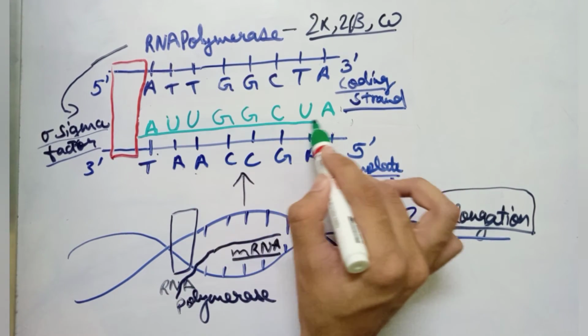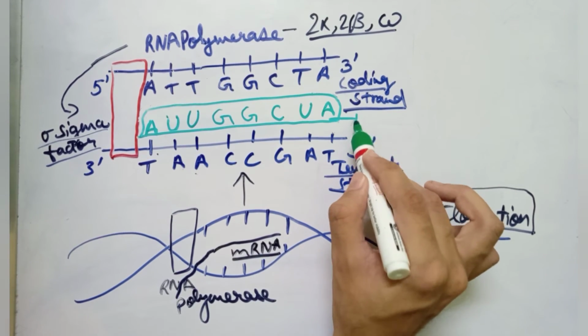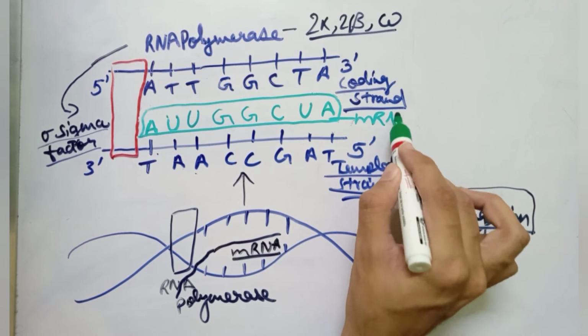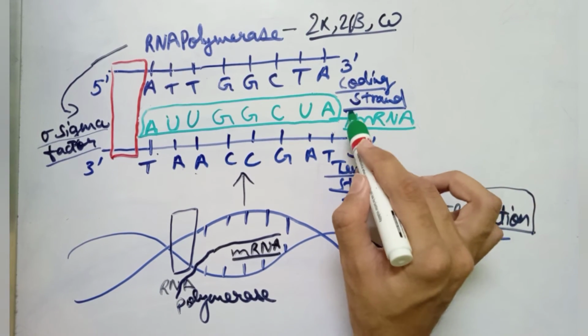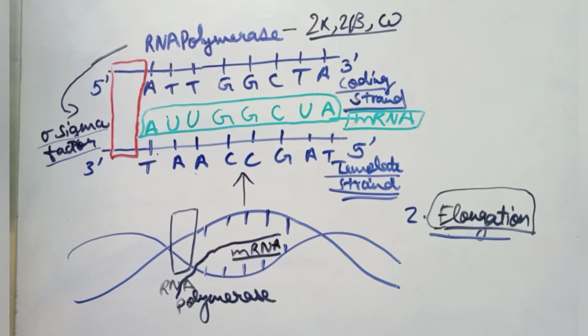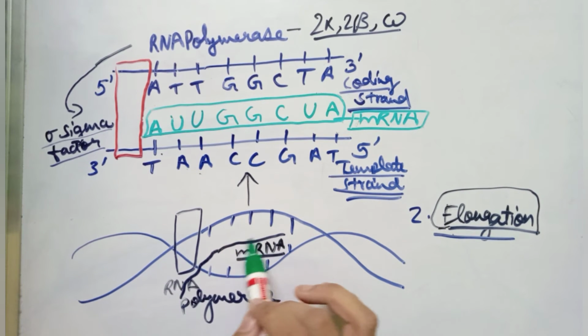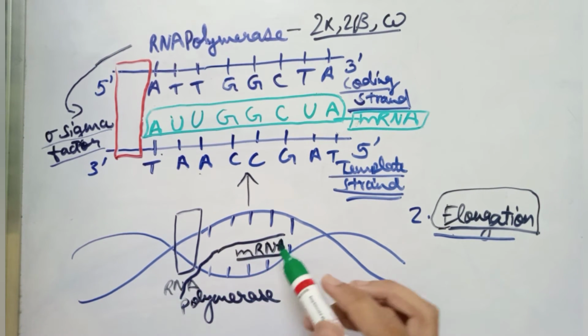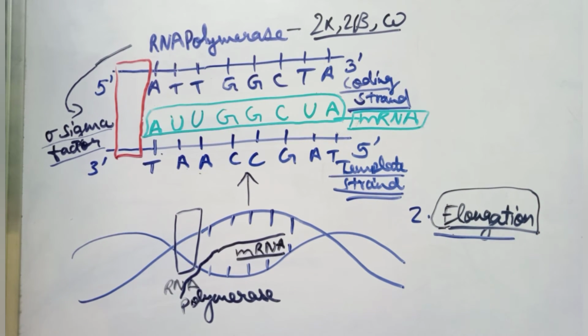So in this way a gene or the mRNA will be coded, and here the mRNA will be produced and it will get elongated. So this step where the mRNA is produced is known as the elongation.